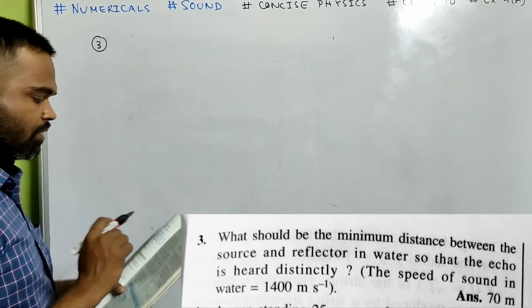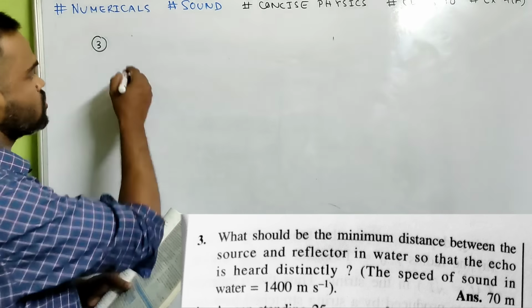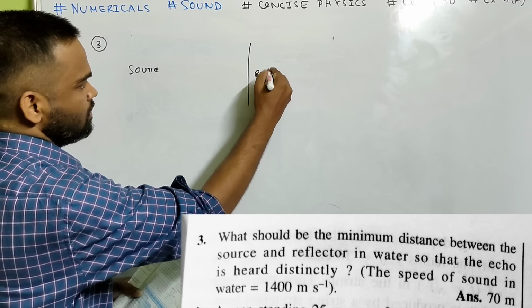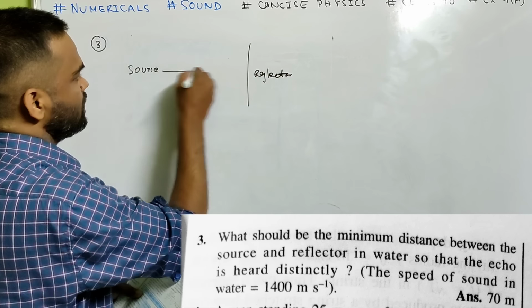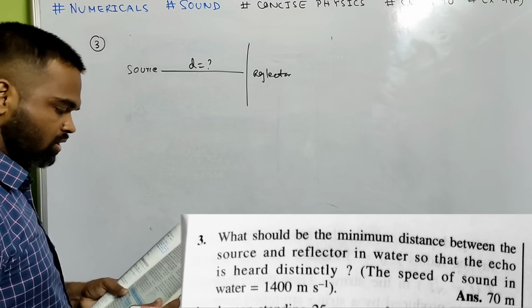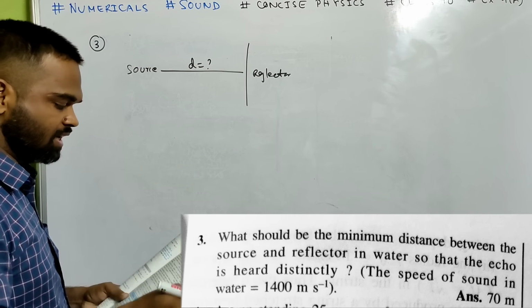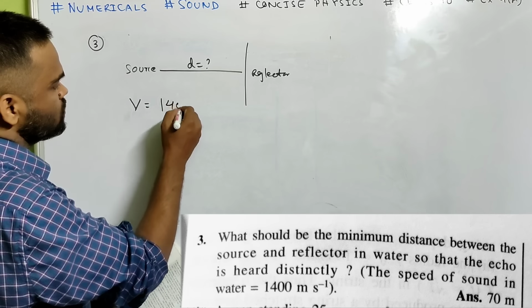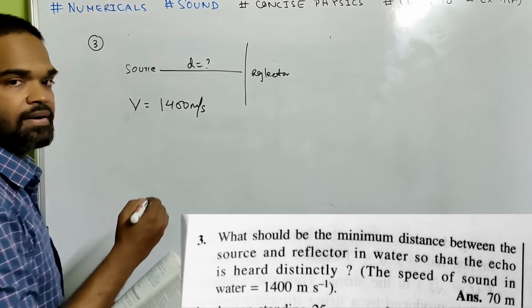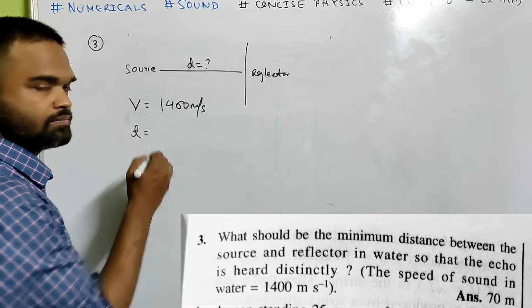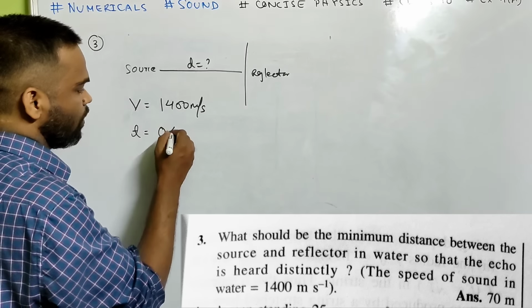Let us look at number 3 now. Now look at number 3. What should be the minimum distance between the source and reflector? Reflector, minimum distance they are asking. In water, so that the echo is heard distinctly, the speed of sound in water is 1400 meter per second. Now, just like the previous sum, the time required will be 0.1 second.